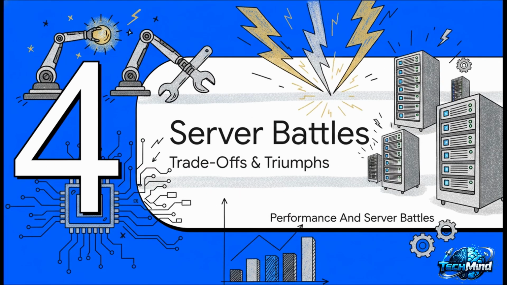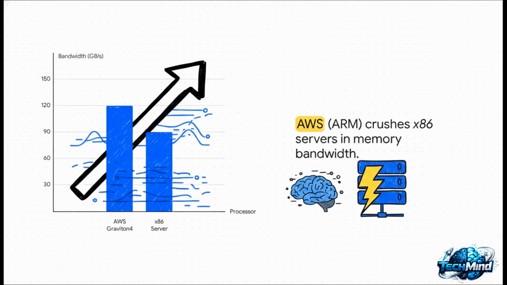Section 4. Performance and server battles. Trade-offs and triumphs. Now, raw power isn't everything, but when we do push these titans to their absolute limits in the server room, what's really interesting here are ARM's specific performance triumphs. Take a look at memory bandwidth. The ARM-based AWS Graviton 4 processor pushes up to 120 gigabytes per second of memory throughput. That totally crushes typical x86 servers, which usually hover around 60 to 90.